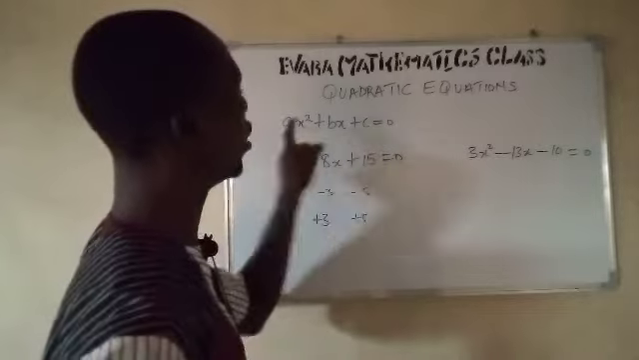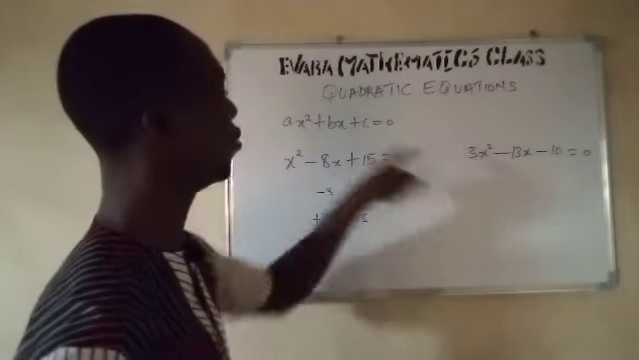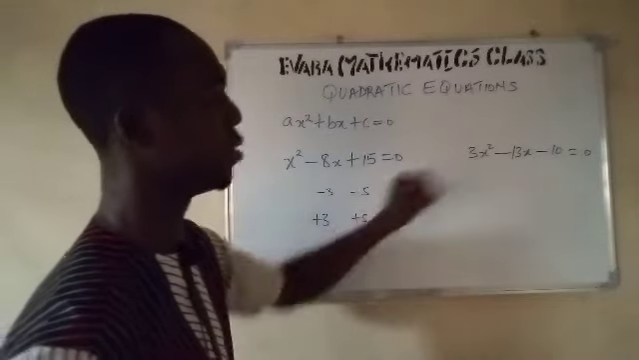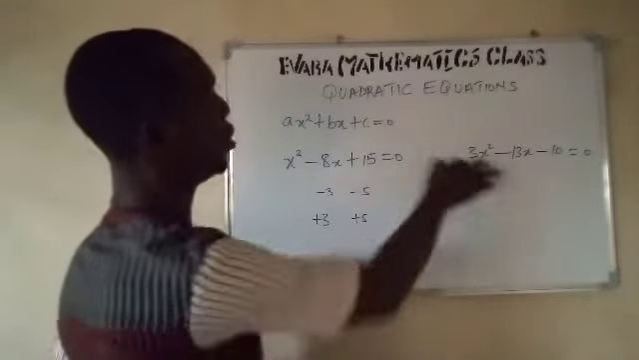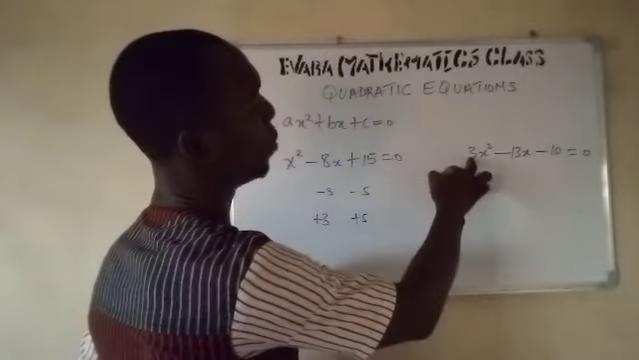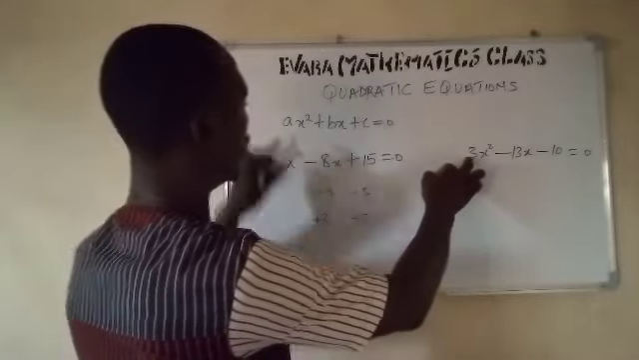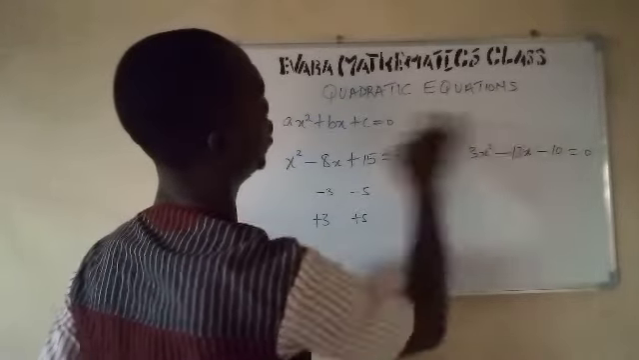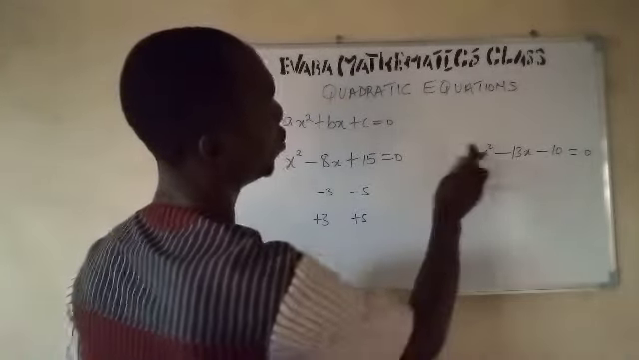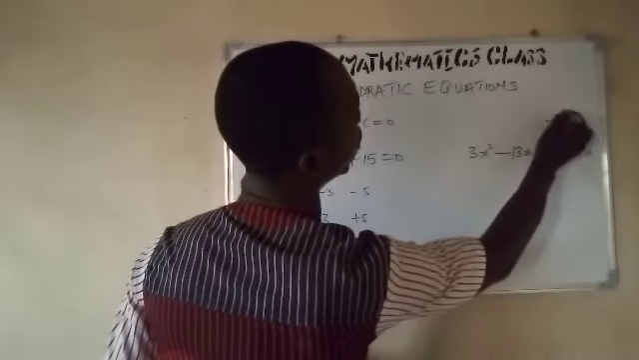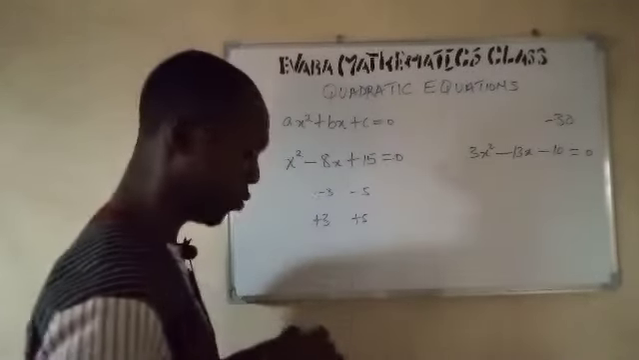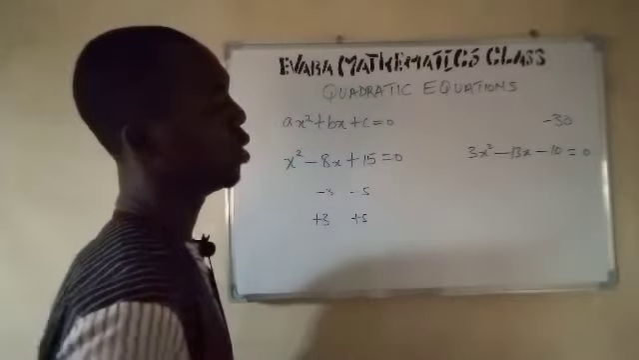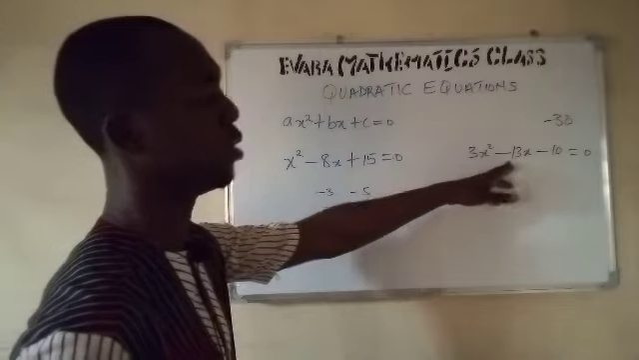Now, when your a is more than 1, that is, when the coefficient of the squared letter is more than 1, here we have 3. The only difference between this and the previous one is that you multiply your a, that is the coefficient of the squared letter, by c, which is minus 10. So 3 multiplied by minus 10 will give us minus 30. Then we will now look for two factors of that minus 30 that you add to get minus 13.